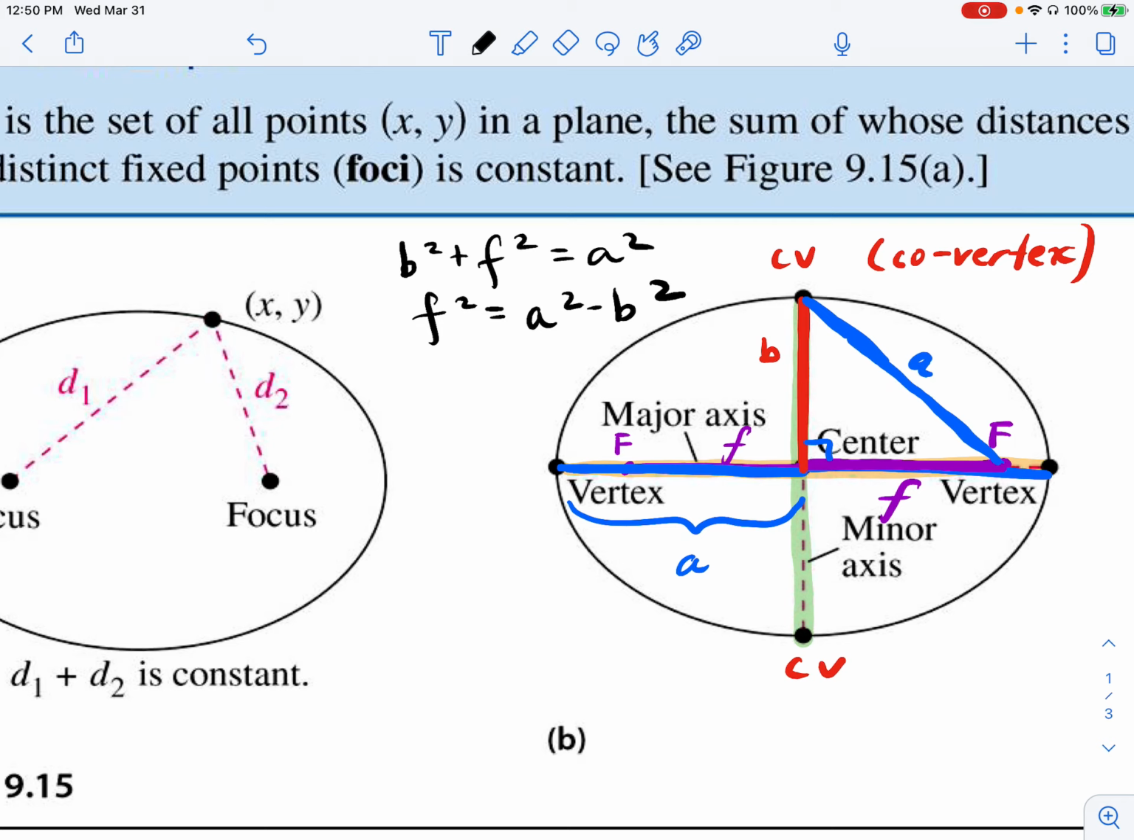We know that the major axis is the axis that runs through the center, your vertices, and your foci. So we can then say that your major axis length is twice the value of whatever your A is, since A represents the distance from your center to your vertex or one of your vertices. Your minor axis length is then going to be 2b because it's twice the length of the distance from the center to your co-vertices.